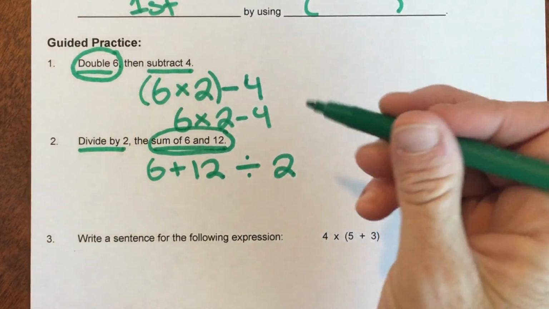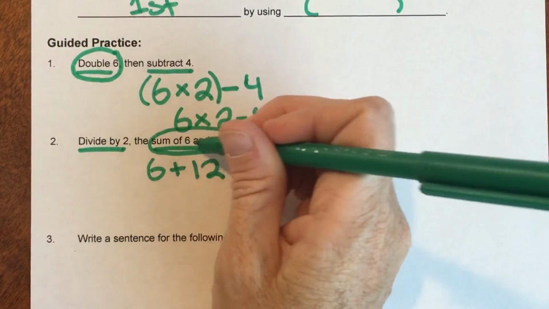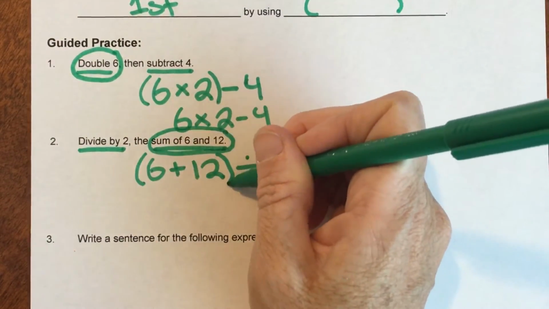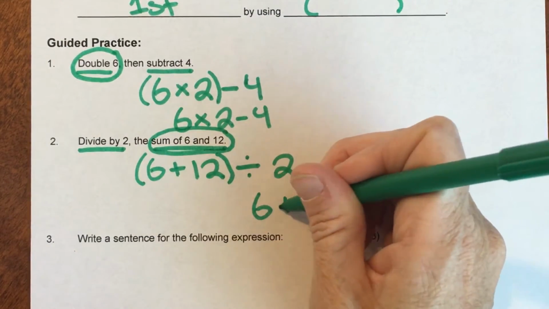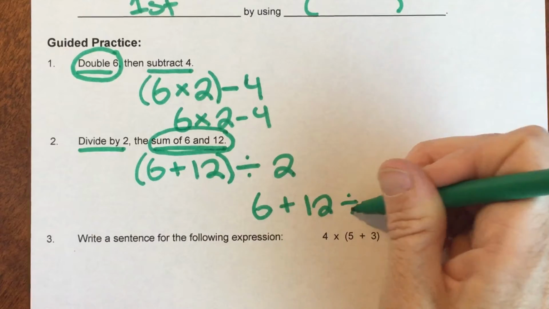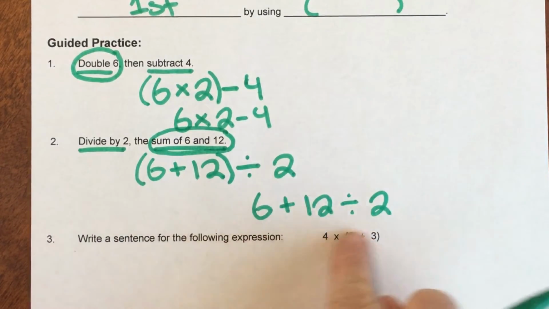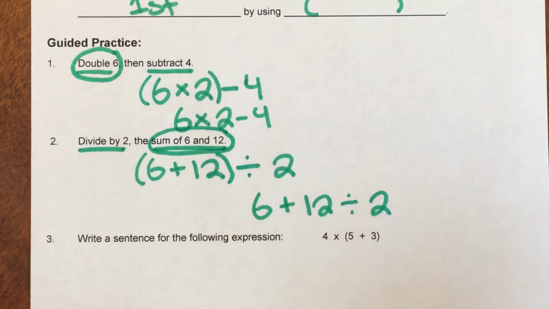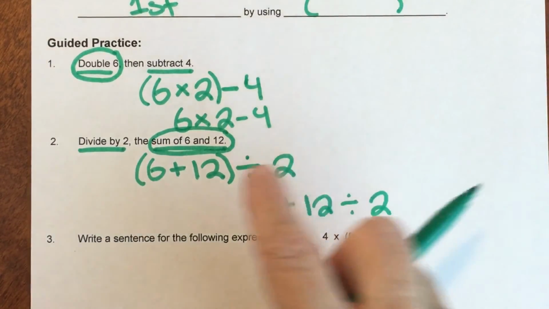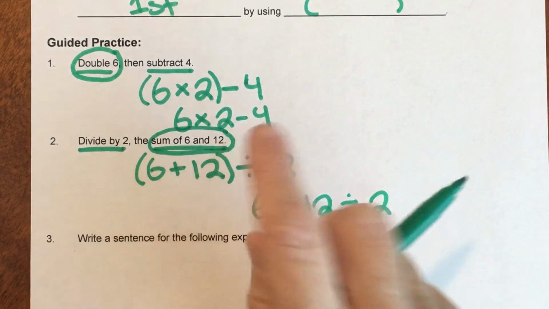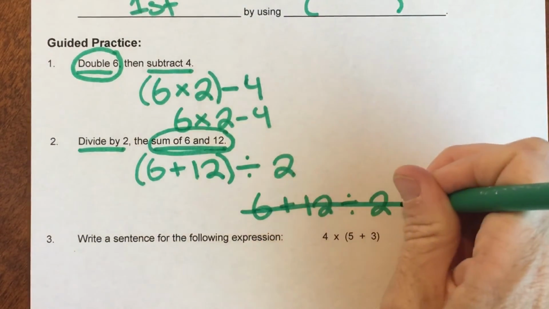Now this one I wanted to do first, so I'm going to make sure I put my parentheses around it. This one, the parentheses are absolutely necessary because if I didn't put the parentheses and I left it like this, following PEMDAS, people would divide before they add. So I need to make it clear I want them to add first. So that one would not work.